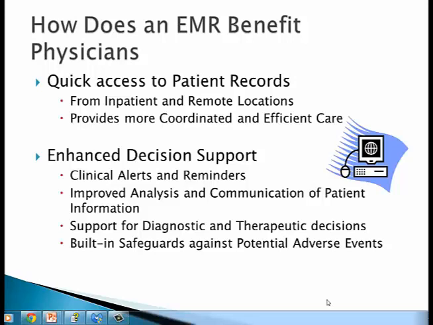Another benefit is it increases and enhances the decision support. Within an EMR, you'll see clinical alerts and reminders, improved analysis and communication of patient information. They also support diagnostic and therapeutic decisions. There are built-in safeguards against potential adverse events.